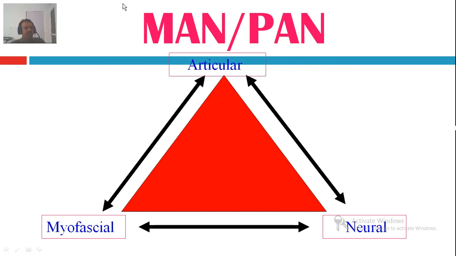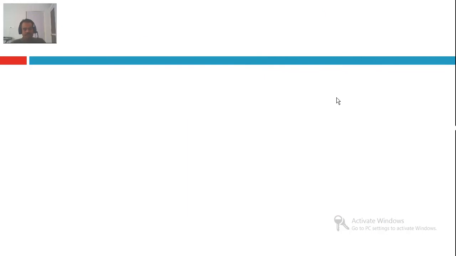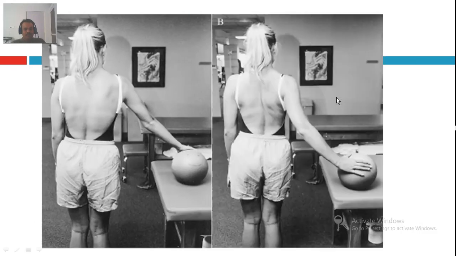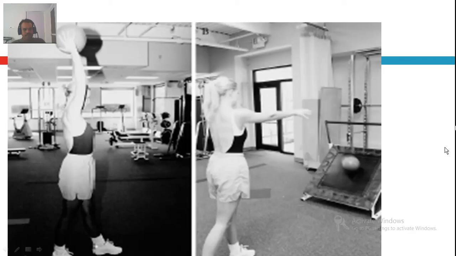When we are working at muscles, otherwise fascia, we are working on the active system, and when we are working at the joint, we are working on the passive system. Okay, this is one of the best ways to treat the shoulder, and you can use even that clock exercise.